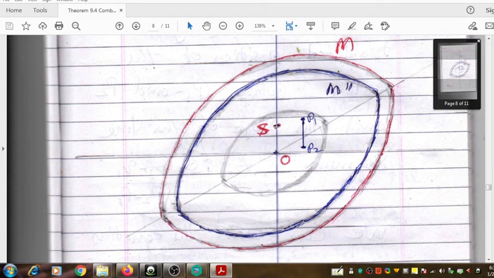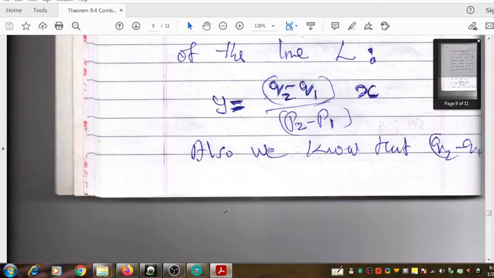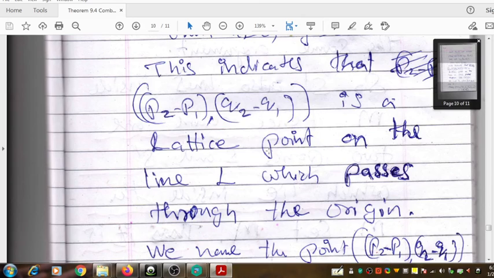This comes from the choice of the values p2 minus p1 and q2 minus q1, which are the coordinates of the point S. Clearly, the length of this line segment is the square root of (p2 minus p1) squared plus (q2 minus q1) squared. Thus we can calculate the length of the line segment. So, that's calculated here.